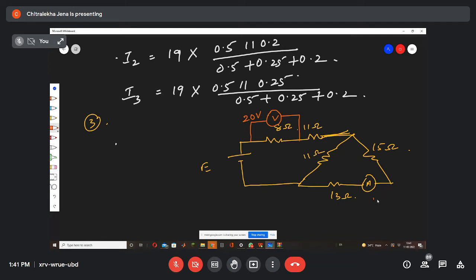You tell me what is the current in the ammeter. What is the reading of the ammeter? And what is the battery? This is also not known. What is the battery, this one?